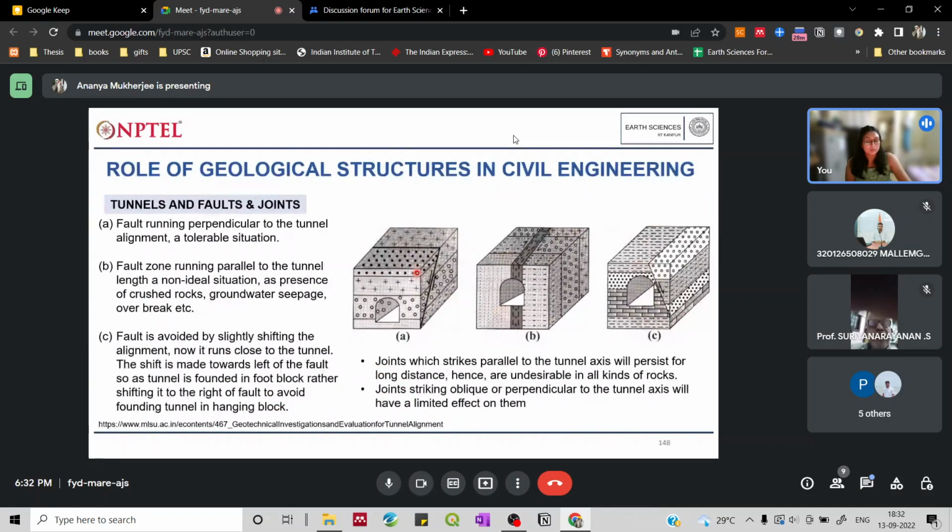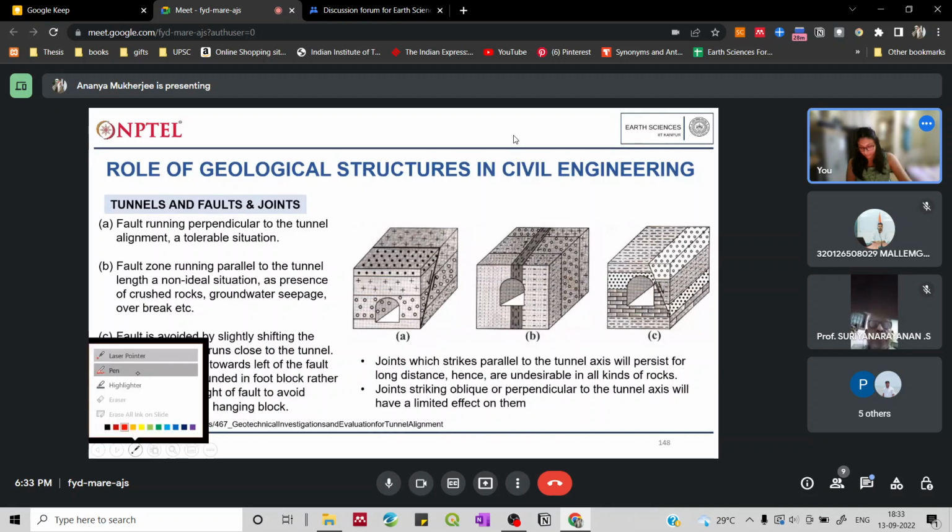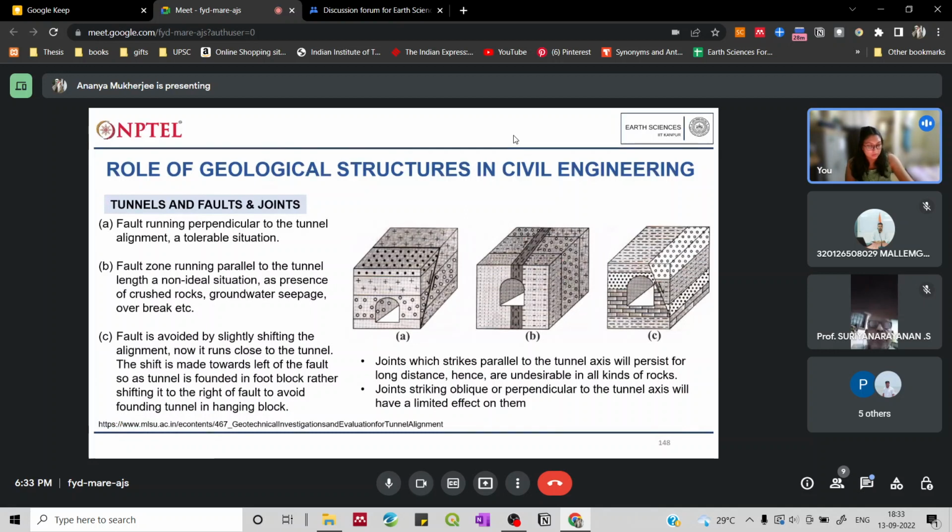Now suppose consider there are joints. If there are joints which are parallel to the tunnel axis, I'll just use the pen. Suppose this is your tunnel axis, and the joints are also parallel to this. This would be undesirable, because again they are along the length of the tunnel. It will cause seepage and it will cause planes of weakness to be further damaging later on.